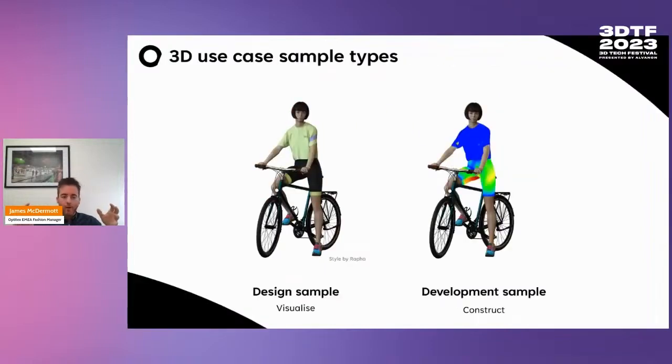So at a very high level, the main difference between the two 3D use cases is the one you are looking to create more of a design sample and the other more of a development sample. So visualizing versus constructing. And you could think of a design sample as a 3D version of a design sketch, whereas a development sample is more of a 3D version of an actual fitting session with the fit model and the garment, the prototype you are fitting.